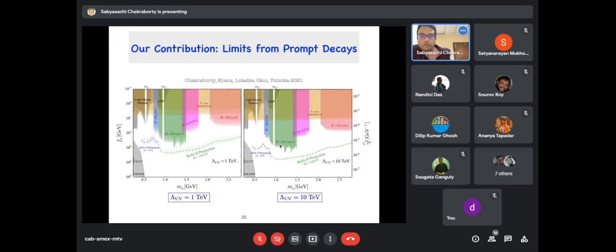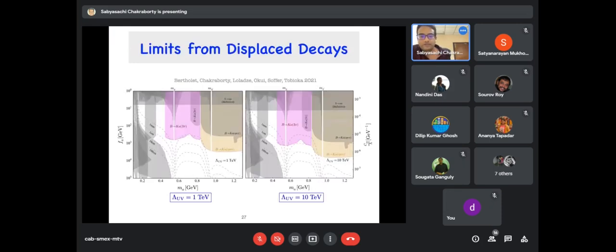Now, all these were from prompt decays. How about displaced? If one uses the axion decay width and converts it to the decay length, one finds that the axion decay length is around 1 millimeter here, 1 centimeter, 10 centimeters, 100 centimeters. So in and around this part, an axion displaced vertex can also be very important to probe. And because it's displaced, the backgrounds are also much smaller.